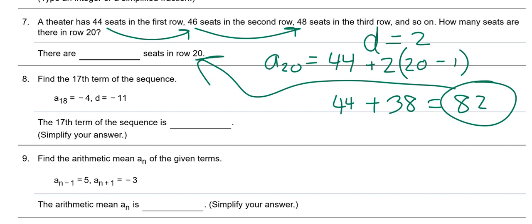Now, question 8 says find the 17th term of the sequence, given that we know that the 18th term is -4. Okay, so you've got the 17th term, then you've got the 18th term of a sequence, and so this one's -4.